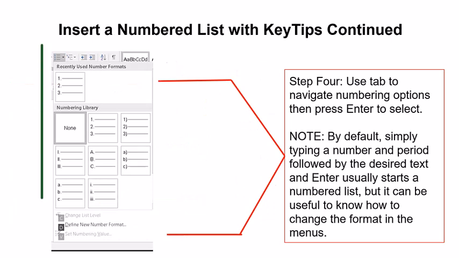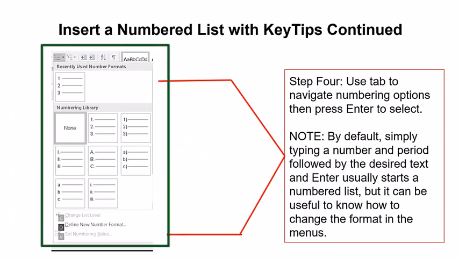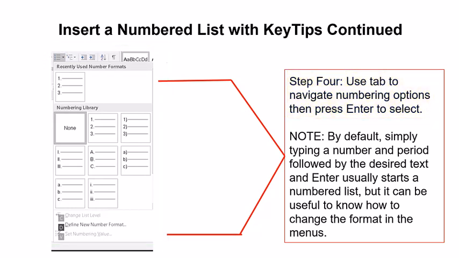Once you've pressed the letter N, the menu will expand and show a variety of numbering options. So use Tab to navigate among those options and press Enter to select the one you would like to insert. Just as an FYI, by default, simply typing a number and a period followed by the desired text and pressing Enter will generally start a numbered list in the traditional way, but this is a great method to look at what other numbering options look like in case you'd like to insert things like Roman numerals or other sorts of list items. It's a great idea to know what is available.